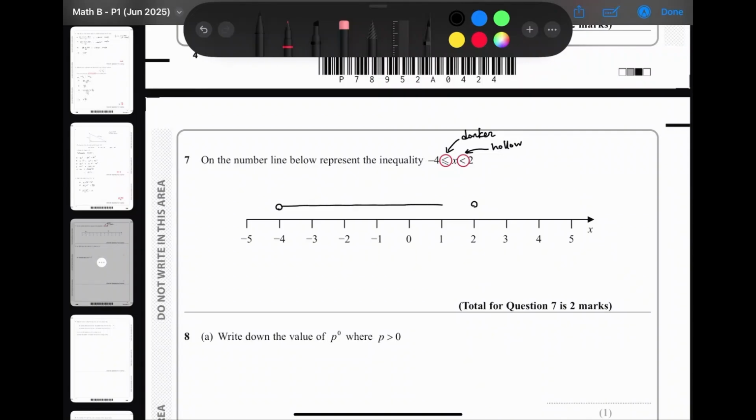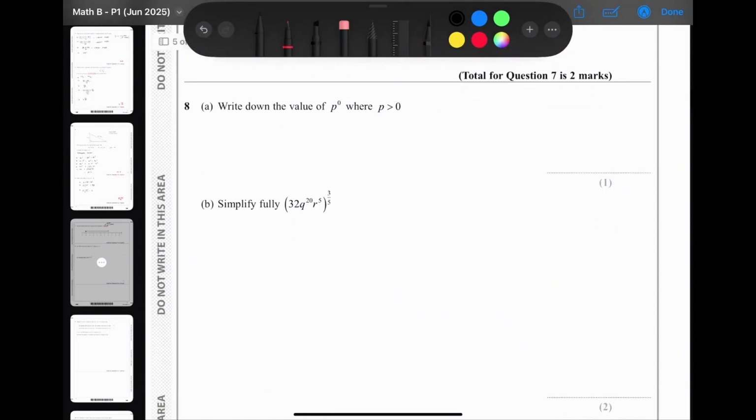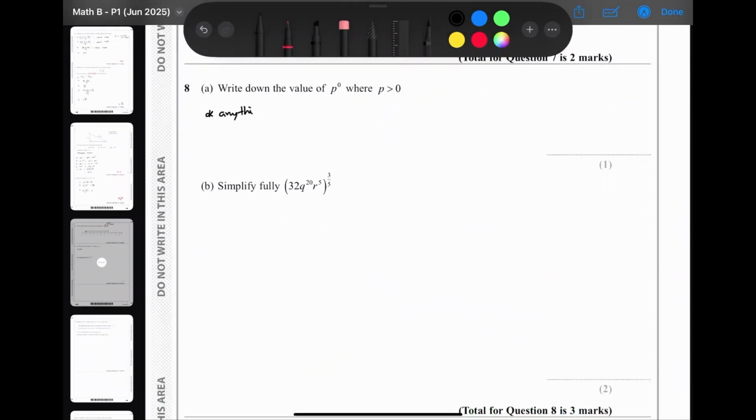We will draw the number line with 2 circles on both ends, which represents our range of values. As stated earlier, the first circle will be shaded darker as it shows that 4 is indeed included in our range, unlike 2. And we are done with question 7 as well. Let us head on to question 8 now. This is very simple. The answer is 1.